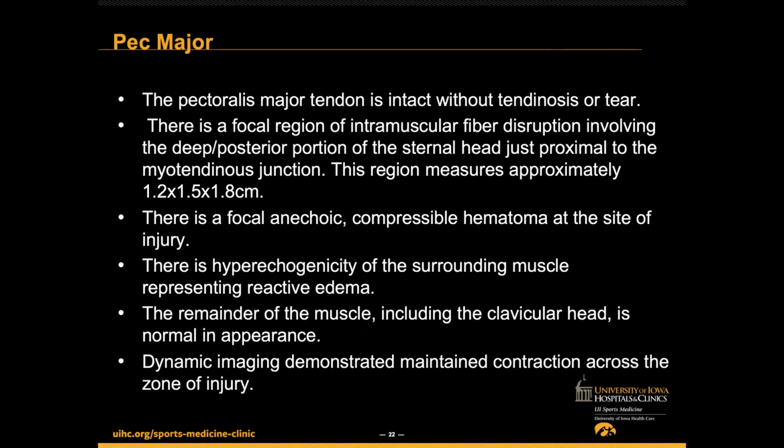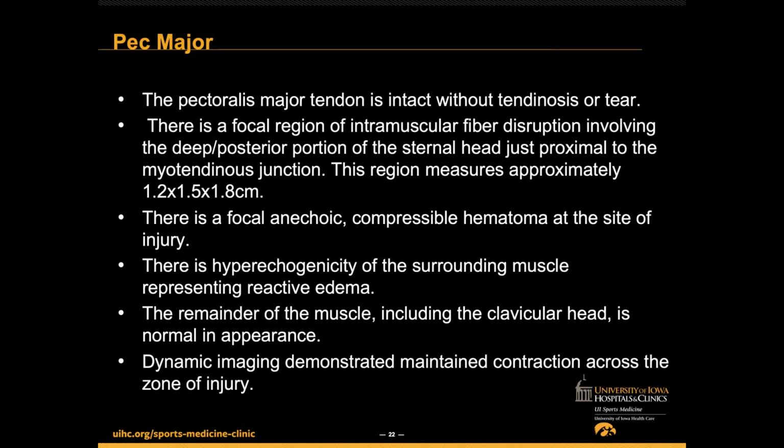So we've completed our pec with a lot to say. The pectoralis major tendon was intact, without tendinosis or tear. And there was that focal region of intramuscular fiber disruption involving the deep, or the posterior, depending on how you want to describe it, portion of the sternal head just proximal to the myotendinous junction, which measured about 1.2 by 1.5 by 1.8 centimeters. There was focal anechoic compressible hematoma at the site of injury.